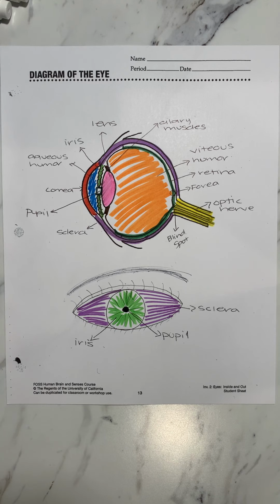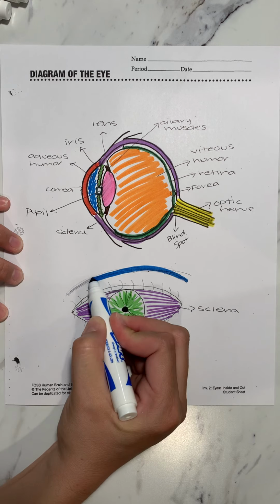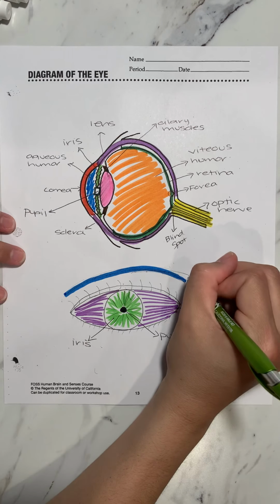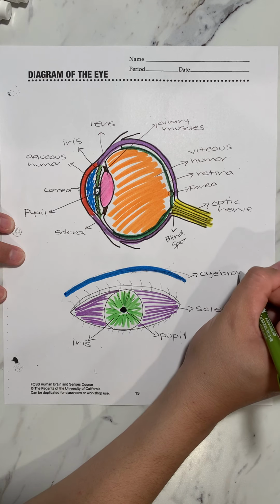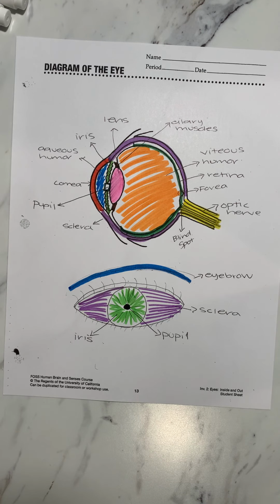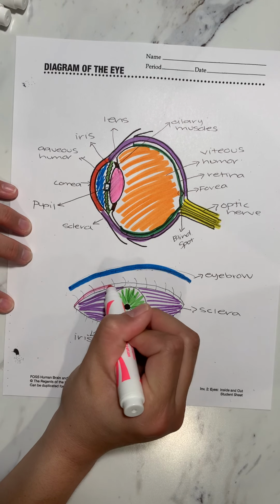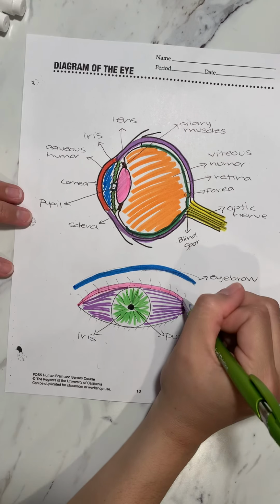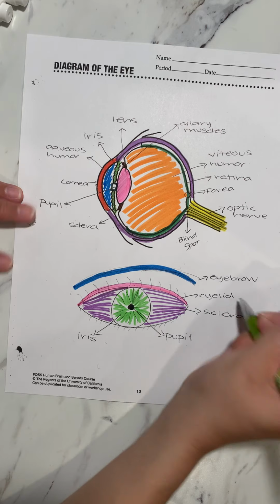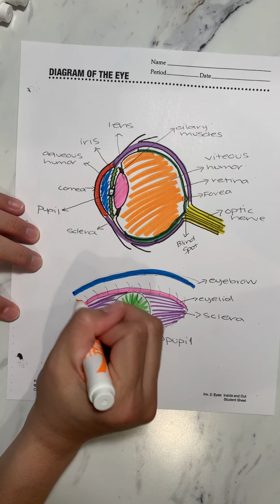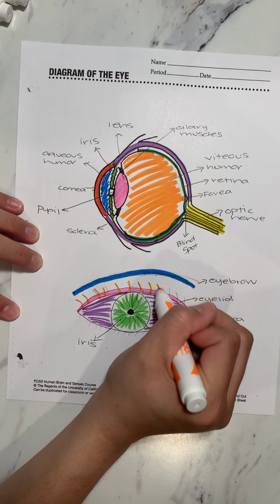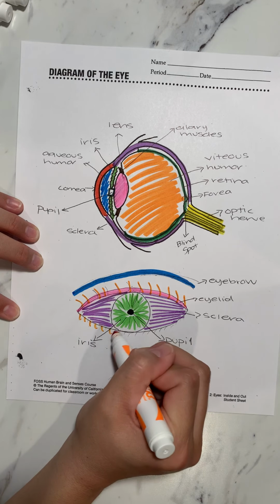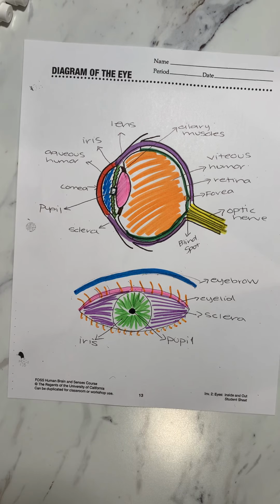The other things that you'll need to know deal with the front part of the eye. So one part is your eyebrow. Okay. You have your eyelid. And then finally, you have your eyelashes all within here. And also down below here as well. Okay.